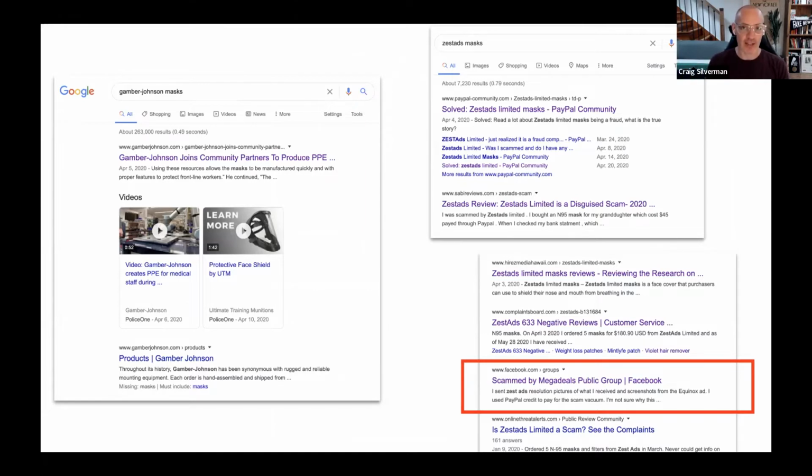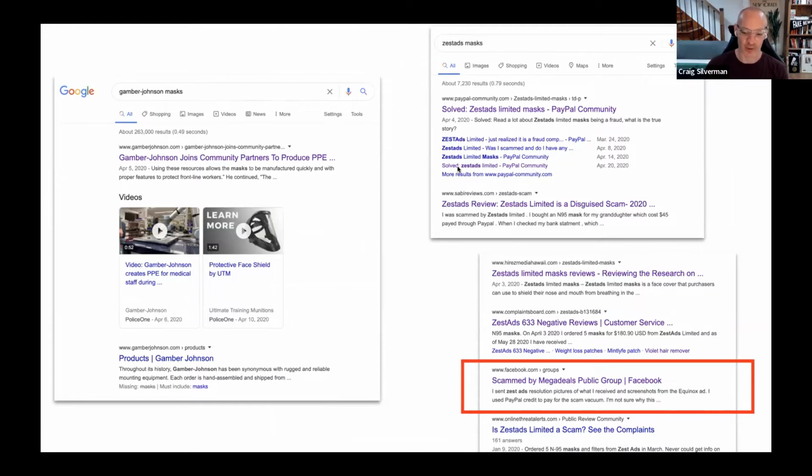And in this case, all of the signals around Zest ads, people were mentioning that website. People were saying they bought a mask. People were describing the mask that was in the ad. And that signal made a lot more sense than the Gamber-Johnson signal, which just didn't really add up, okay? So don't be afraid to question the things on these platforms that they seem to be telling you are real and confirmed.